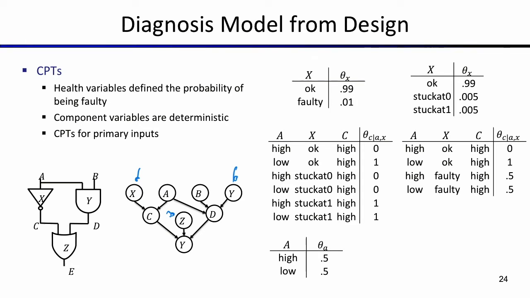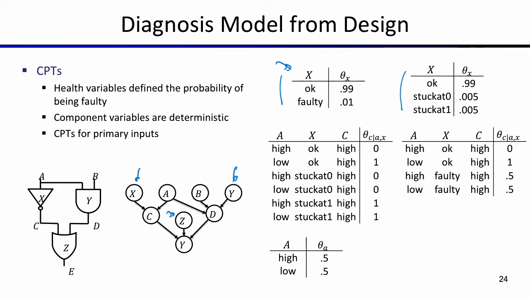So it's going to be a prior probability, and here we are showing the prior probability for X. X is okay most of the time, with 0.99 probability. This is one way of modeling the problem, where we have just two states: one is okay and the other one is faulty. And this is another way of modeling the problem with three states: one is okay, the other one is stuck at 0, and the other one is stuck at 1. In this case, we decided to take this probability of faulty, which is 1%, and divide it between stuck at 0 and stuck at 1, and did the modeling that way.